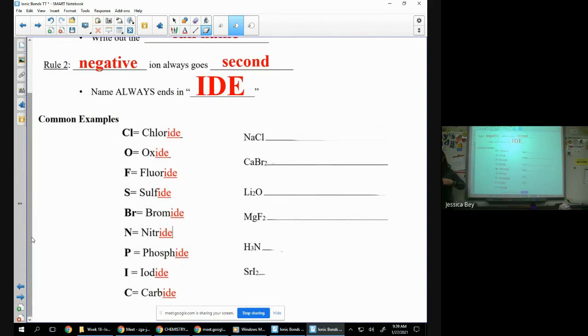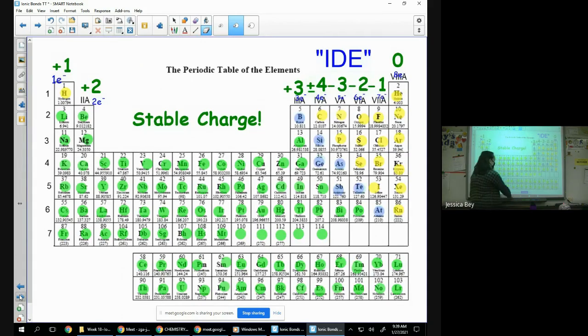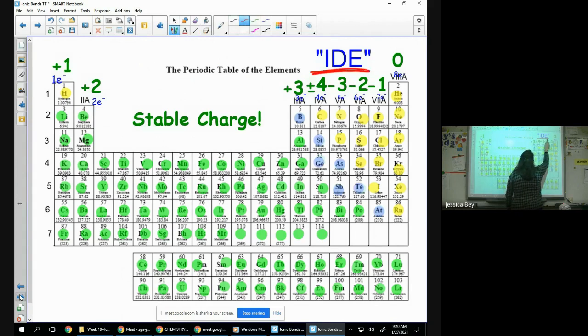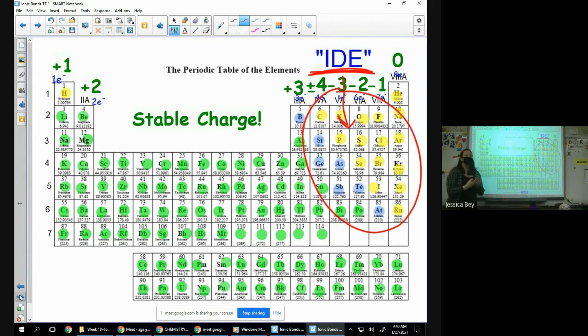I put those on your paper for you. And you want to know what I did on my periodic table? I personally wrote IDE really big up at the top. So I know if I'm naming any of these guys over here, they have an IDE ending. So again, you can write that for yourself on your periodic table if you would like. Okay.